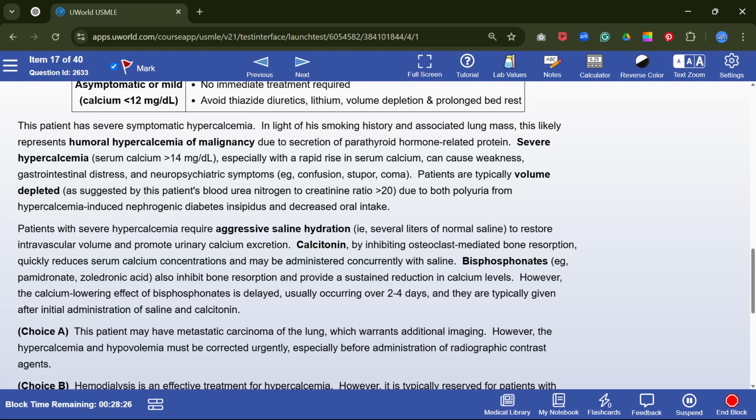Bisphosphonates, pamidronate and zoledronic acid, also inhibit bone resorption and provide sustained reduction in calcium level. However, the calcium lowering effect of bisphosphonate is delayed, usually occurring in 2 to 4 days. They are typically given after initial administration of the saline and calcitonin.